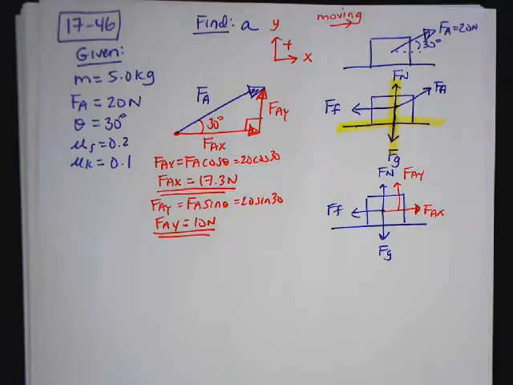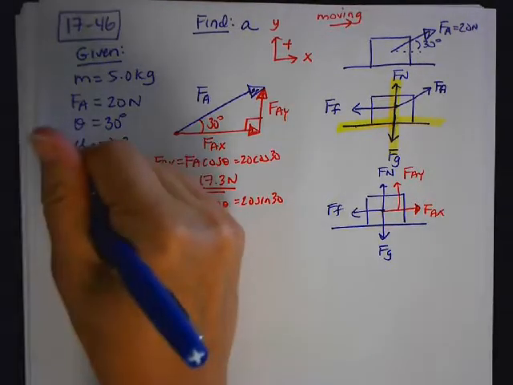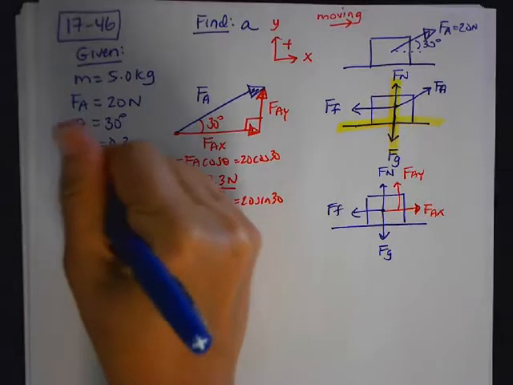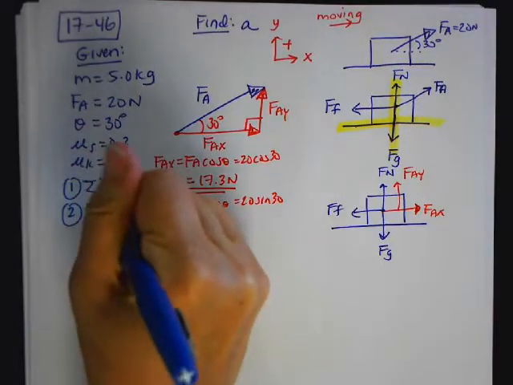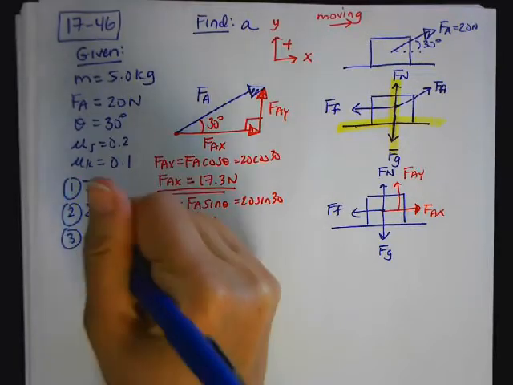Now, there are three things that I'm going to do on every single problem. If you do them out of order, it's okay. But let's just remind ourselves, what are the three things that we're going to do? One, we are going to sum forces horizontally. Two, we're going to sum forces vertically. And three, we're going to use the mu equation.